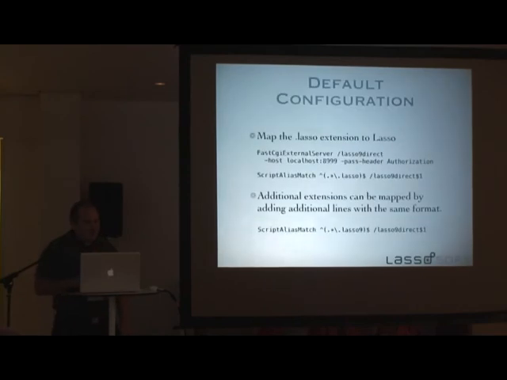So then we define another fast CGI server. This goes to the same instance of Lasso, but we use two fast CGI servers that are configured in a slightly different way. And here again, we do a script alias match, and we map the .lasso file extension to this fast CGI server. So this makes all .lasso files run as Lasso. We also map the .lasso9 file extension to Lasso, which can be handy for testing.